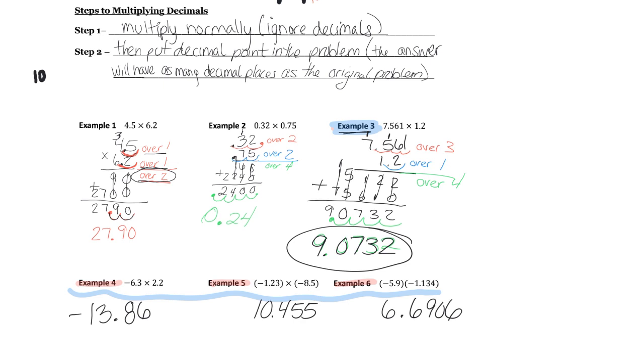Here's the work for example 3. We went over 3 the first time, over once the second time. So in total, we move over 1, 2, 3, 4. So our answer is 9.0732. Example 4 should be negative 13.86. Example 5, it's a negative times a negative, so it's a positive. That's 10.455. Example 6, negative times negative. That one you had to move 4 decimal places. Just be really careful that you're counting the right number of decimal places. All right, that's on your homework.